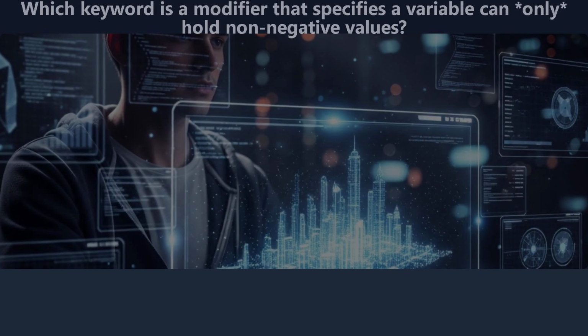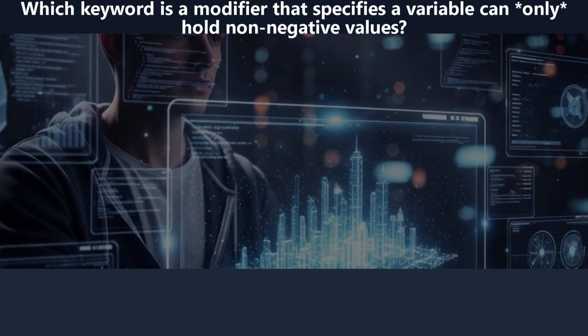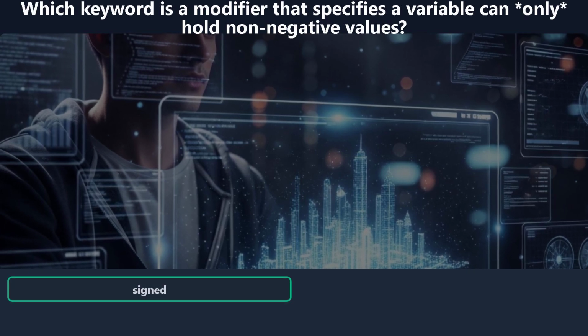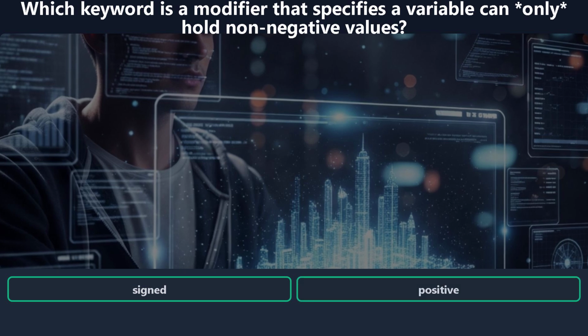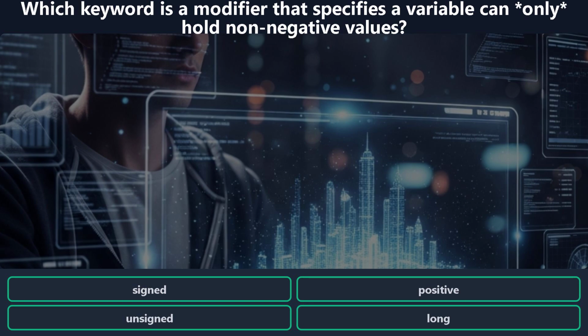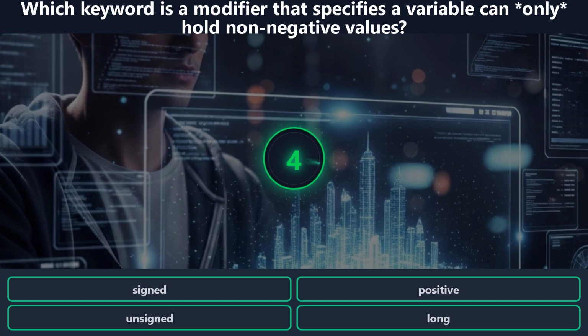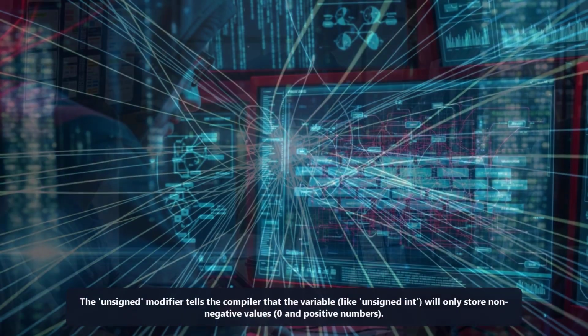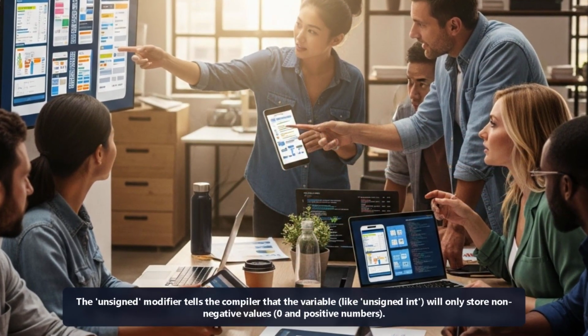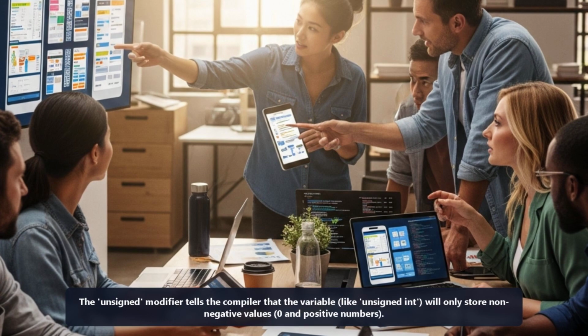Which keyword is a modifier that specifies a variable can only hold non-negative values? Signed. Positive. Unsigned. Long. Unsigned. The unsigned modifier tells the compiler that the variable, like unsigned int, will only store non-negative values, 0 and positive numbers.